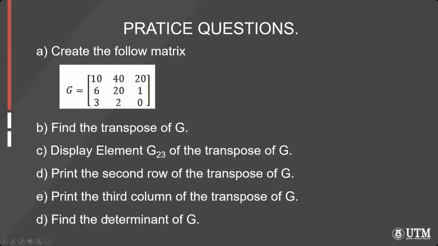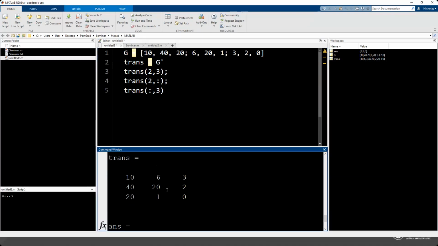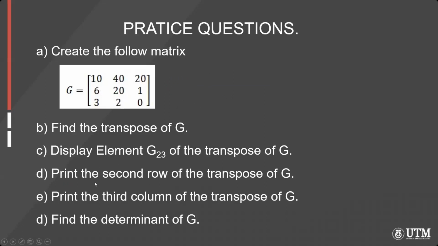And okay, so the next question is the third column. So same thing, trans, colon, and third column, like this. Okay, so this one will print out, let me just do like this so we don't have to see it. So this will print out the third column only, which is this one, 3, 2, and 0. So this is how to print out the columns.